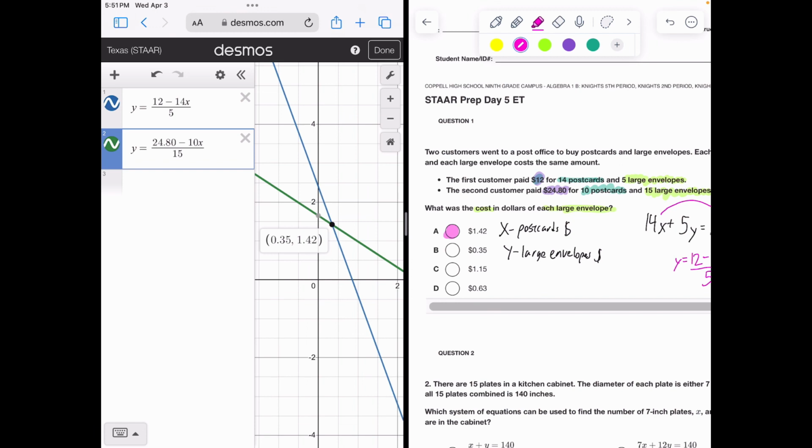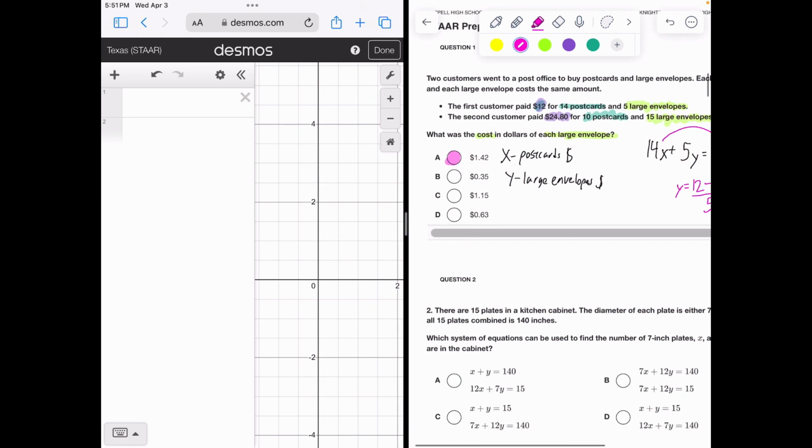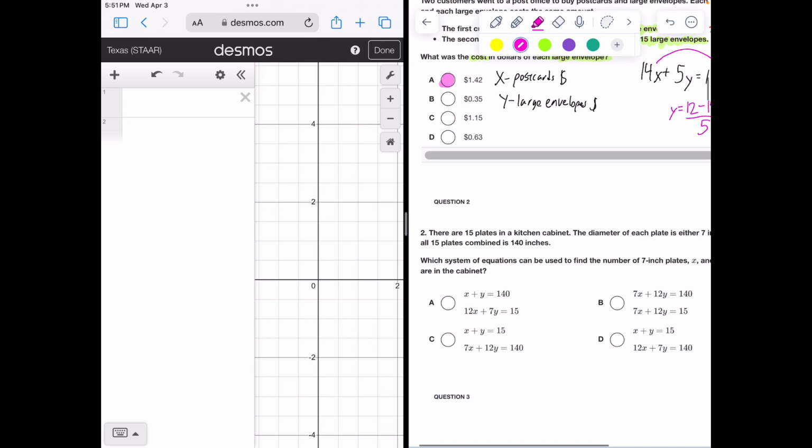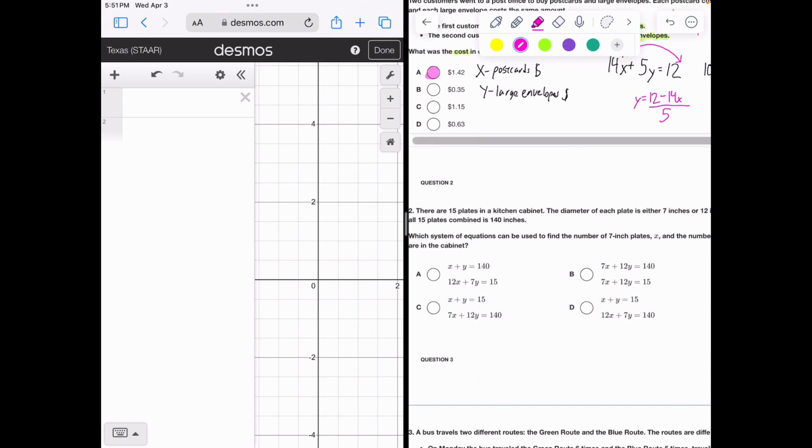The trick for this question, you have to move things over in Desmos in order for us to graph it. Let's try number 2, and this is just a setup here. So we don't have to worry about solving it. Here we're just going to set it up.